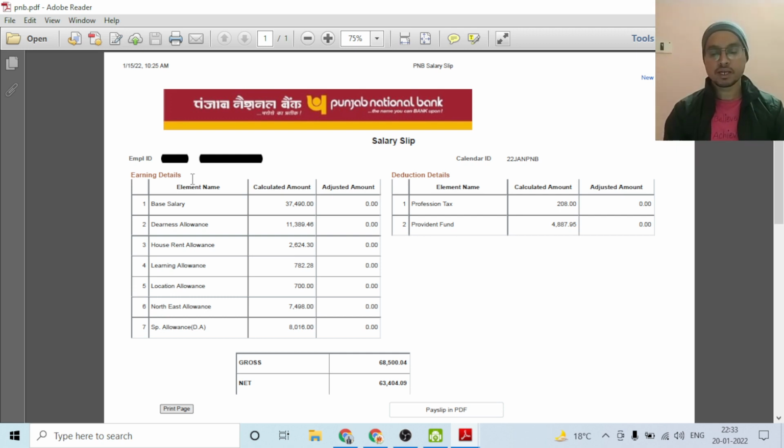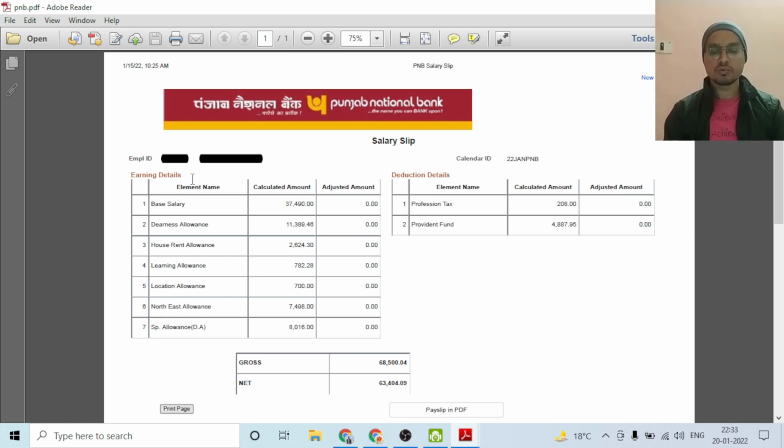The second one is the provident fund. You have to contribute some amount to the provident fund, that is 4,887 rupees. The net salary is gross minus deduction, that is 63,444, which he gets in his own hand after all the deductions from the gross earning. So you can see the salary structure of Punjab National Bank.